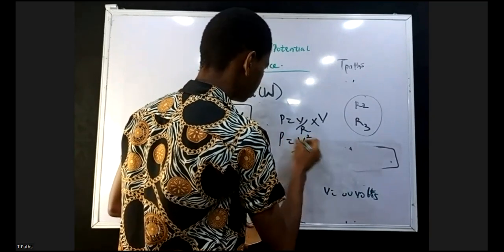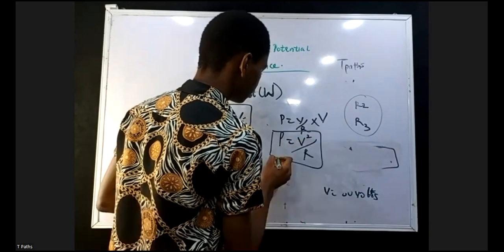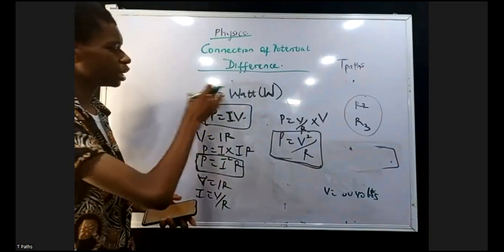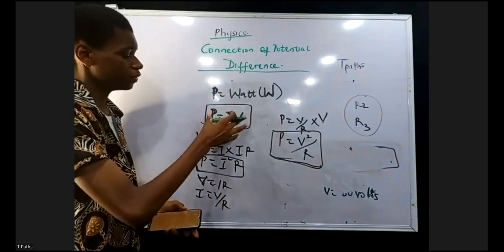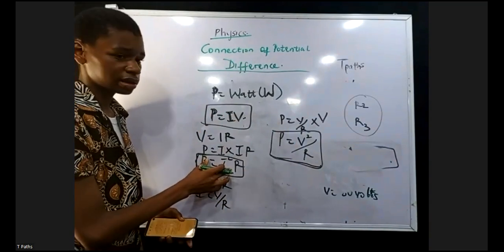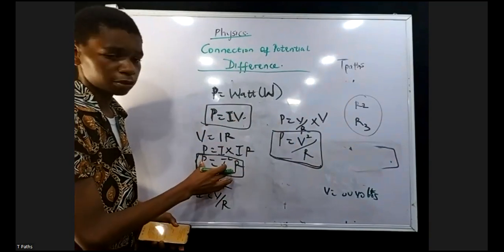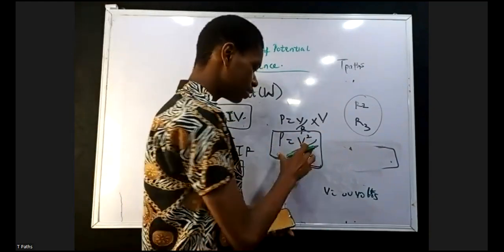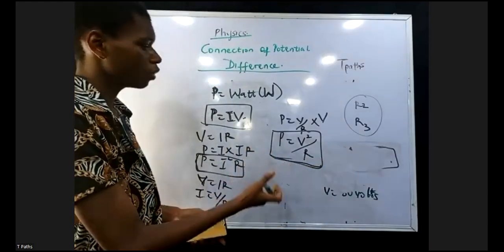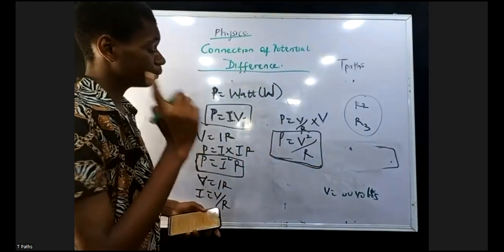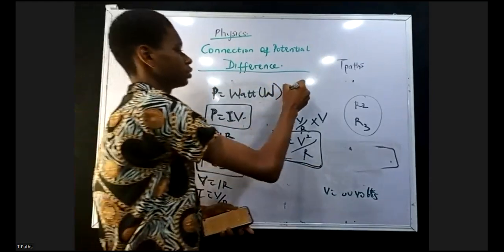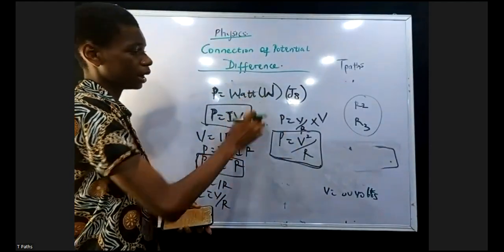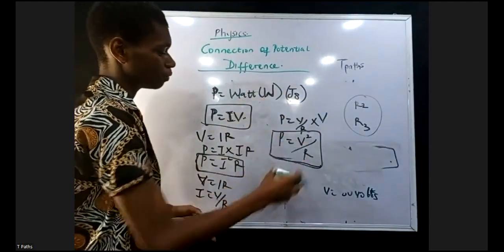Now here are the three formulas for calculating electric power. P equals IV: you use this when you are given the electric current and the potential difference of the appliance or circuit. When you are given the current and the resistance, you use P equals I squared R. When you are given the potential difference and the resistance, you use P equals V squared over R. Don't forget, the unit of power is watts or joules per second.